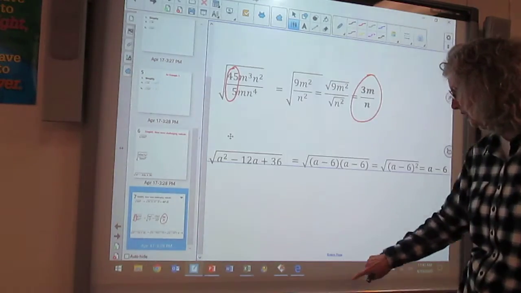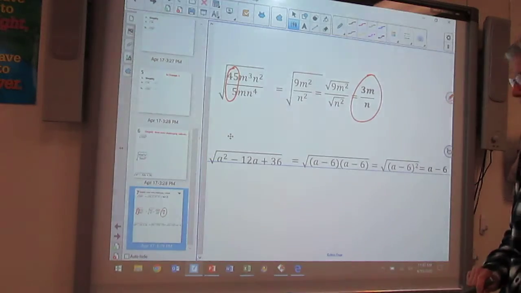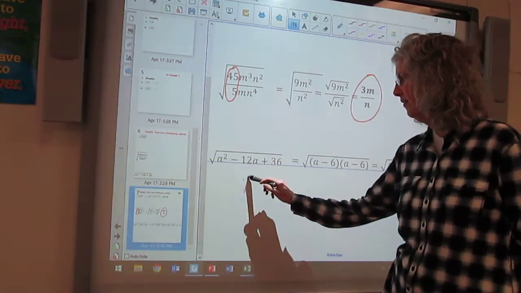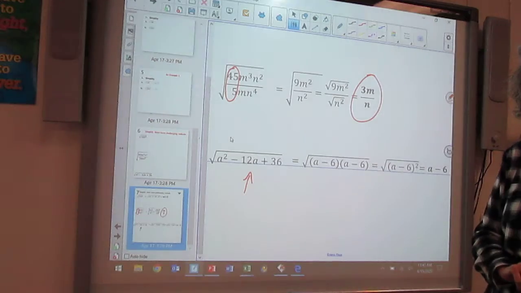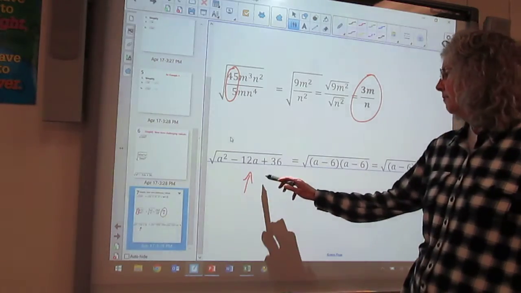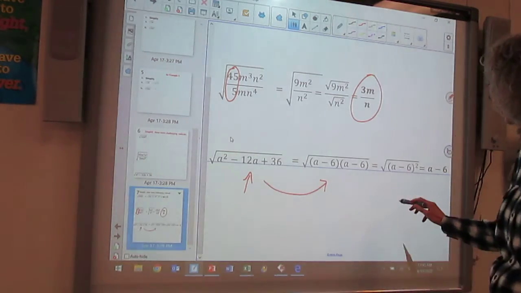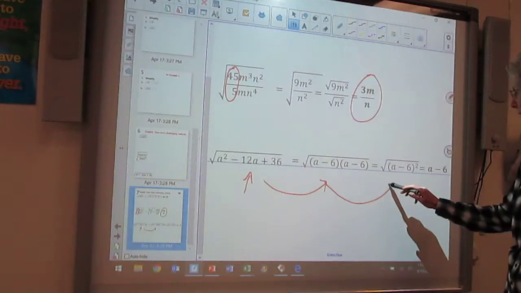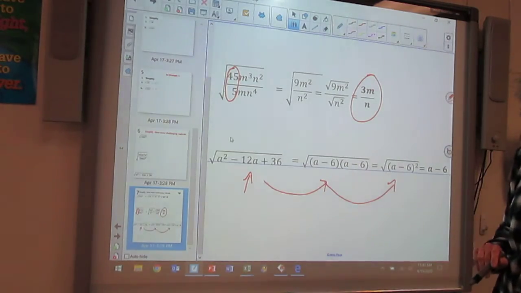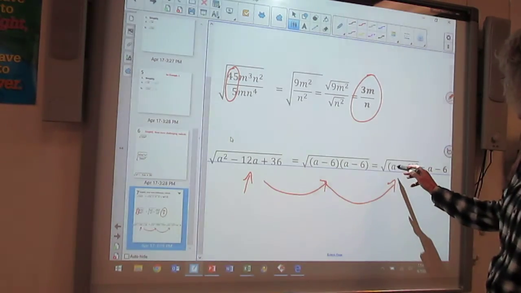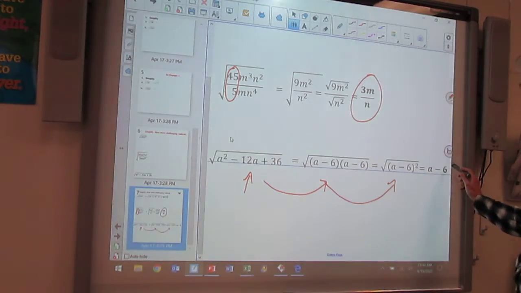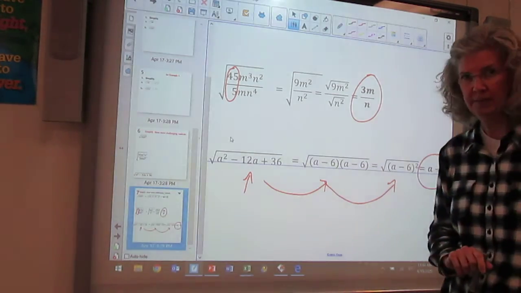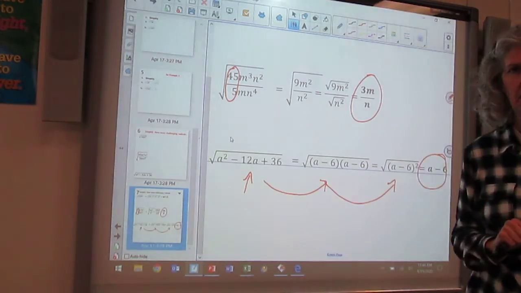The last one, a little bit trickier. Back to, we're not going to get away from it, perfect square trinomial. I hope you all saw that. A perfect square trinomial factors into a perfect square. I want to write it in the perfect square form so I can see very clearly that this is the square root of a perfect square, and the base is a minus 6, and that is that radical simplified. So there you go, have fun with that.